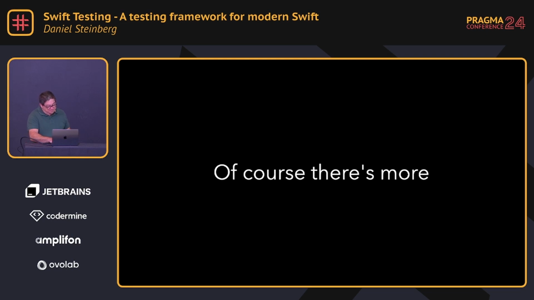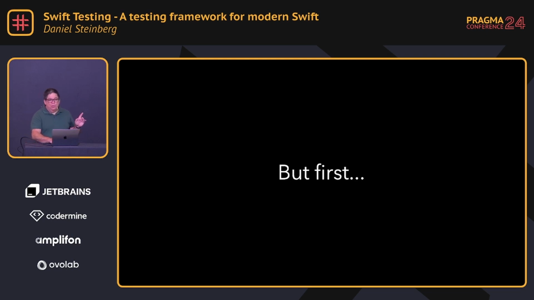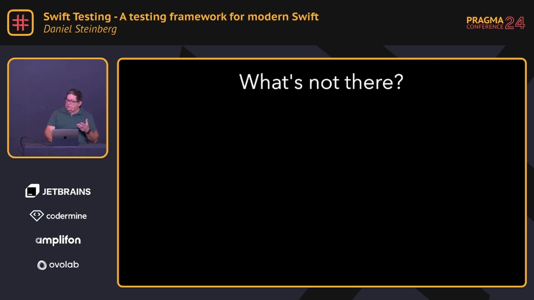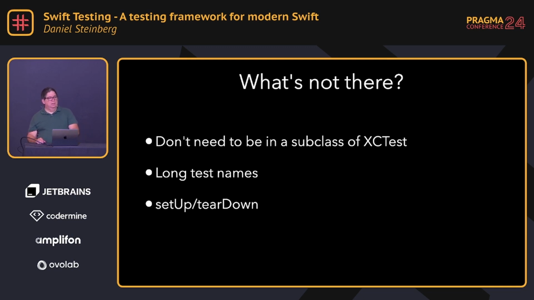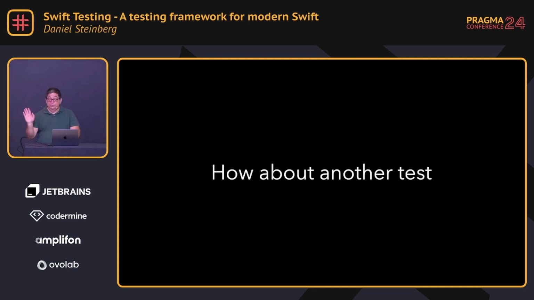Of course, there's more. But first, what's not there? And again, if you've done XCTest, what's not there is I'm not inside of a class that subclasses XCTest. I don't have long test names, and that's kind of nice. I don't have a setup and a teardown. I'm just in a standalone method right now, and all of those XCTAsserts, assert equal, assert true, assert not nil, just pound expect. Pound expect, that's another macro. So we've seen 2 macros so far.